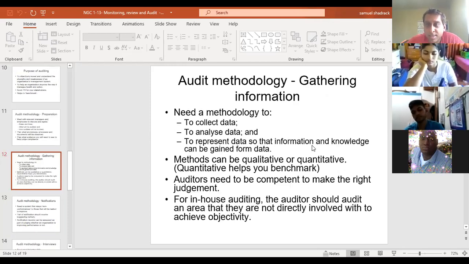So you need a methodology to collect the data. Most times they use a questionnaire, or a score sheet with questions and answers. You wouldn't want to go down there with a copybook. There's something called an audit schedule and audit questions, meaning if you know you're going to do an audit next week Tuesday, you would already plan your questions. And then you have to plan how you're going to record it, to analyze and represent the data so that information and knowledge can be gained from it.